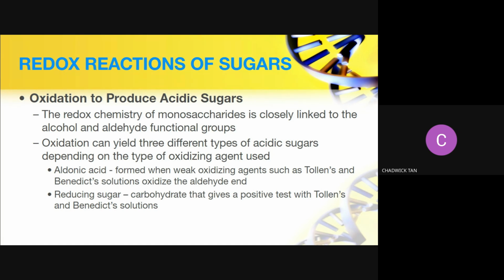So, what are these chemicals? What are these monosaccharides? These are the reducing sugars. Okay, so it can be disaccharides as well. So, as long as it's reducing sugars, they give a positive test with Tollens and Benedict's solution.